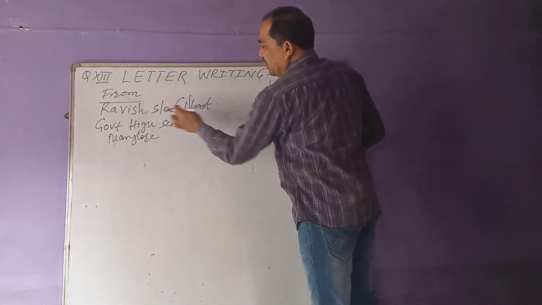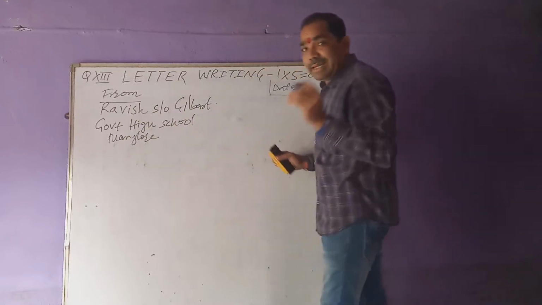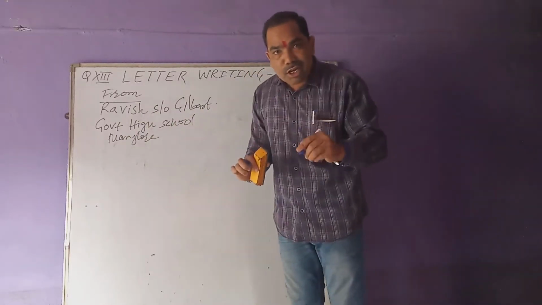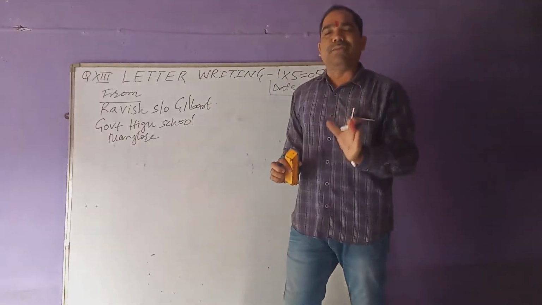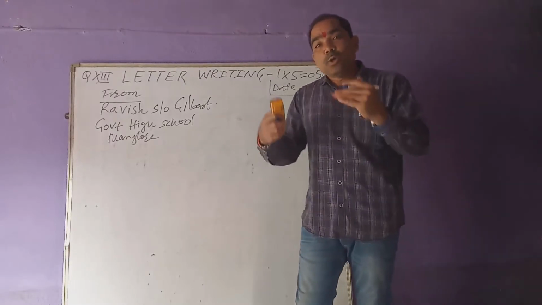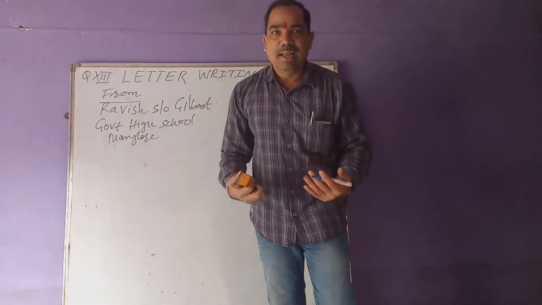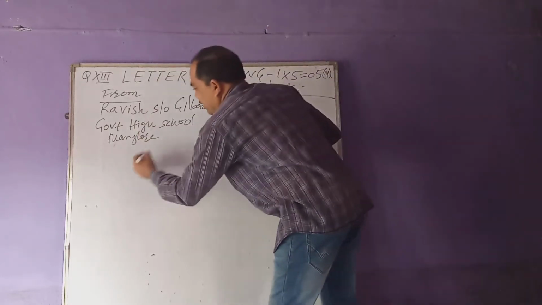From Ravish Gilbert, Government High School, Mangalore. It is the address of the person who is writing a letter. That is in the Western pattern of letter writing. Now what is the second step? The second step is that the address of the person to whom we are going to write a letter must be written. Now what will that be? You try to understand.